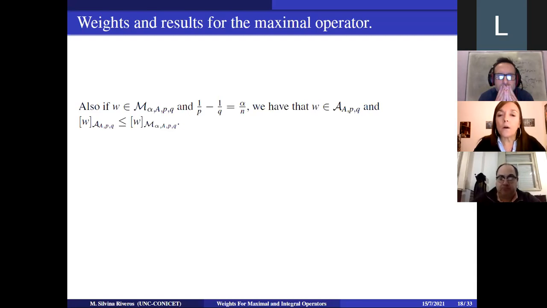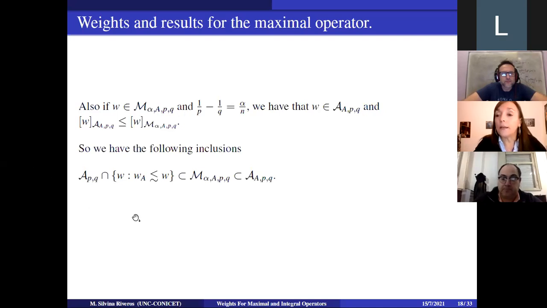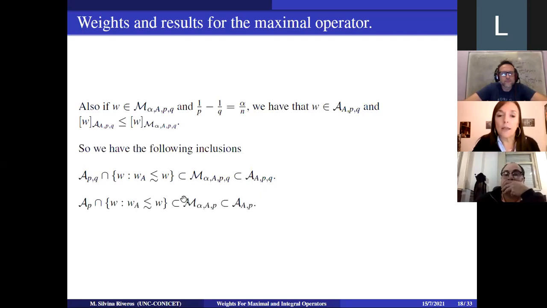So another thing that we could prove is that if the weight W satisfies this testing condition, then the weight W also belongs to this new class, Marta's class. So we have the following inclusions. The APQ class intersection the homogeneity on the weight is included in the testing condition, which is included in Marta's weight. Now we have this inclusion. And also for the AP class.